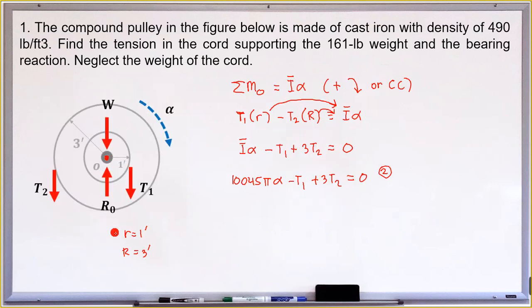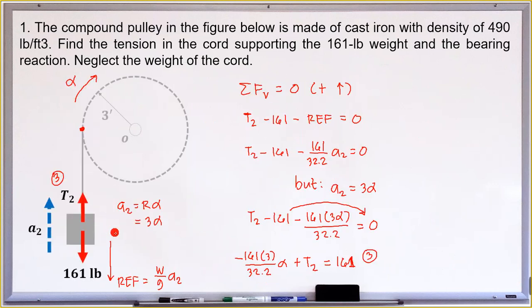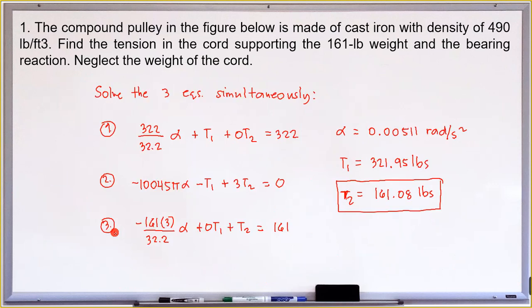The differences in the tensions of each block are small because the alpha we got is very small. The rotational acceleration of our compound pulley is just 0.00511 rad per second squared. Okay, so this is how you are going to interpret your result from the given problem.